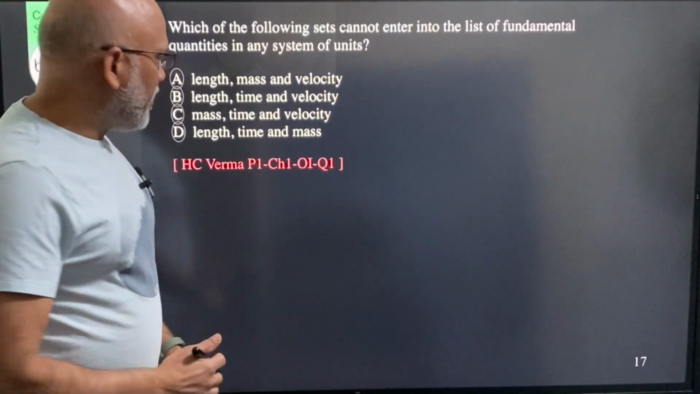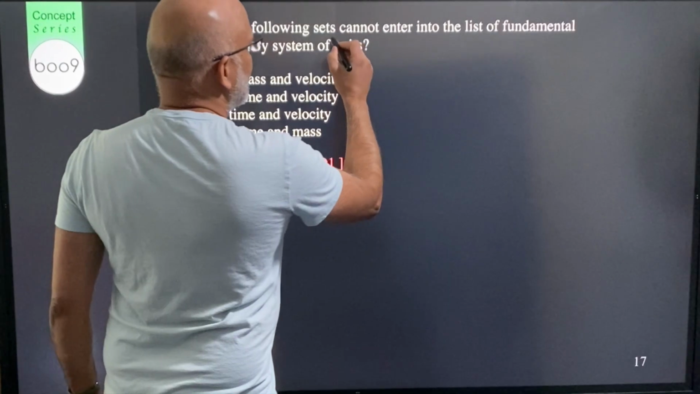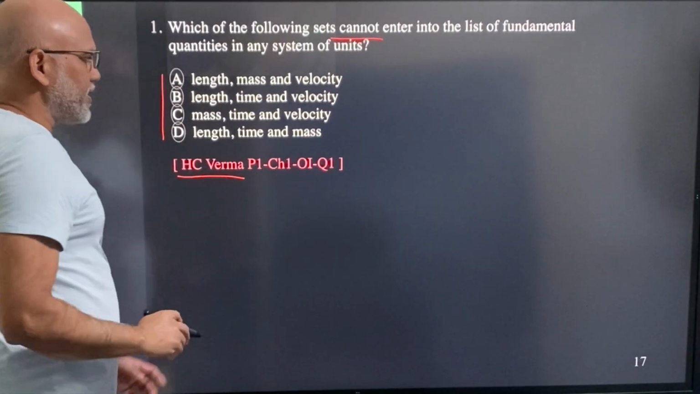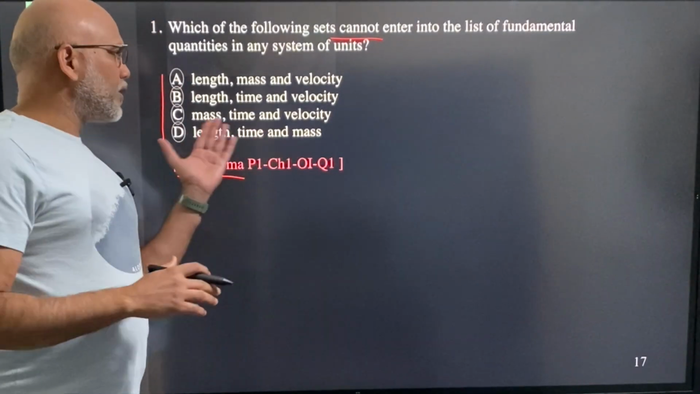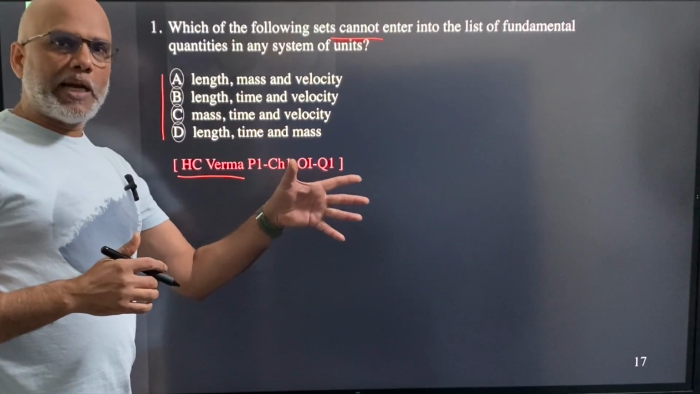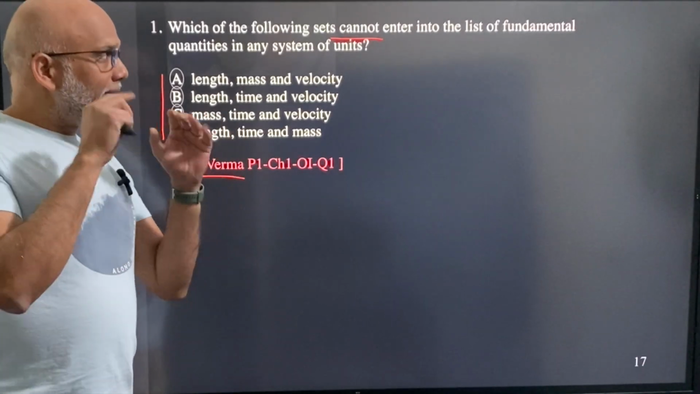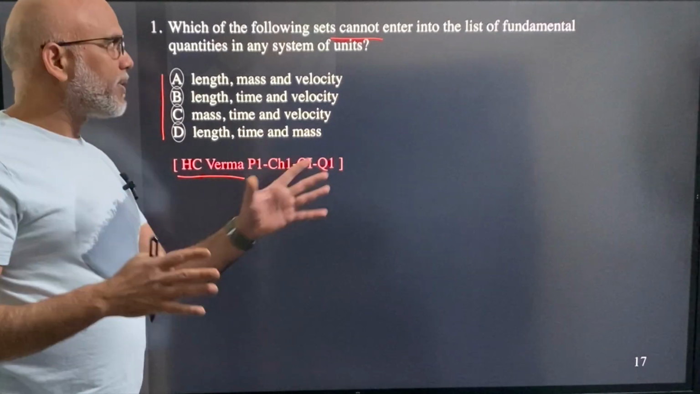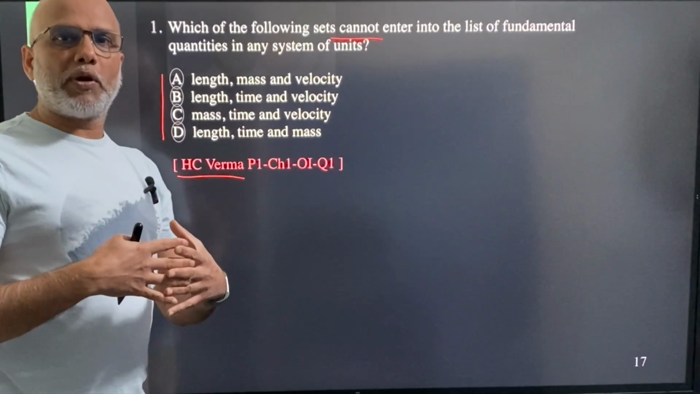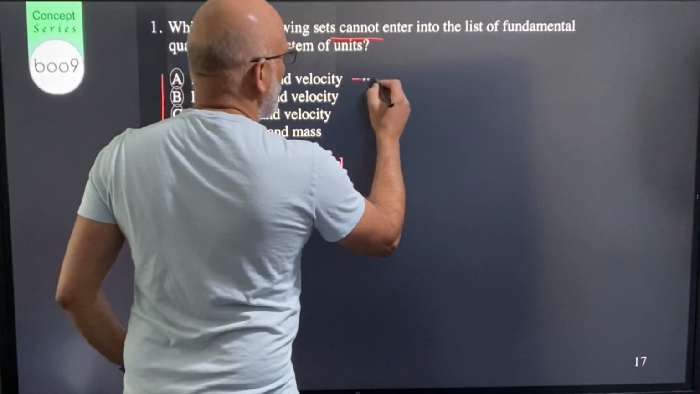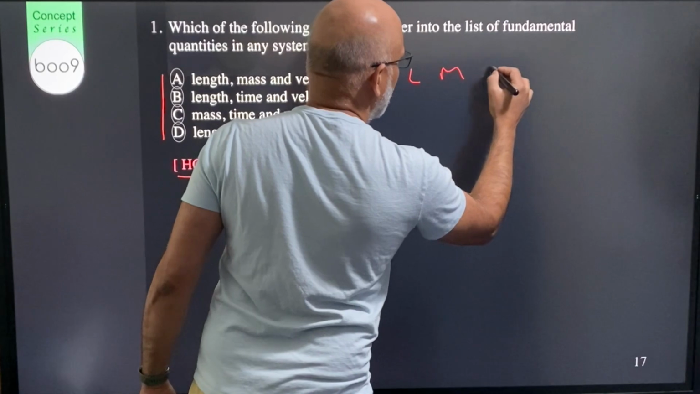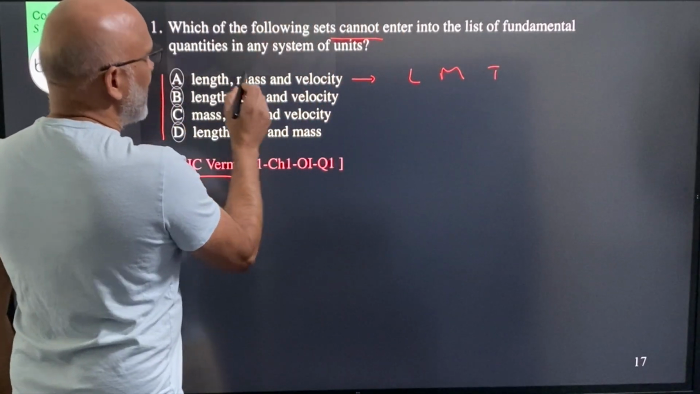The first example is from Verma. Which of the following sets cannot enter into the list of fundamental quantities in any system of units? And we are given some choices. Here, actually, it is indirectly asking if these quantities are independent or not. Remember, for a set to be used as a base or fundamental quantities, it has to be independent and complete. In this case, we are not so much worried about completeness because there may be other quantities in the list which will make it complete. So we are only worried about independence in this case. So we will follow the normal procedure. The reference set is length, mass, and time, and the derived set is length, mass, and velocity.